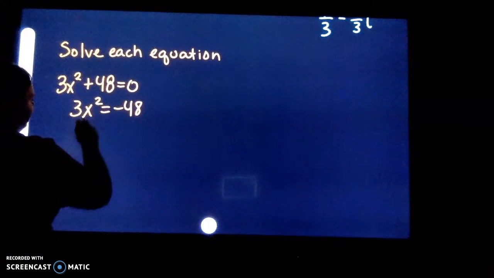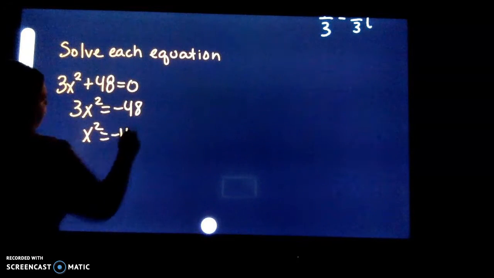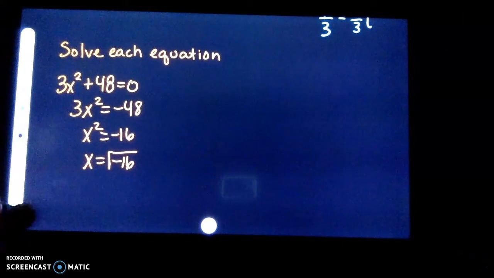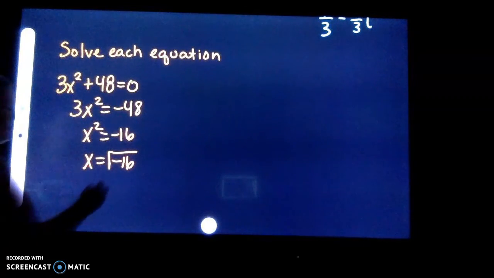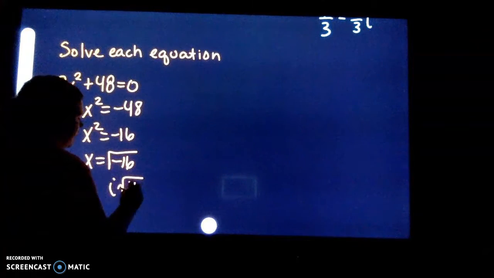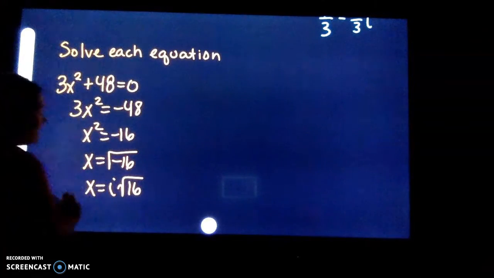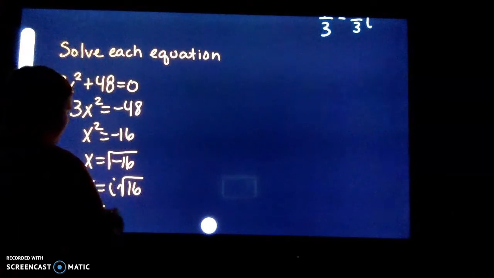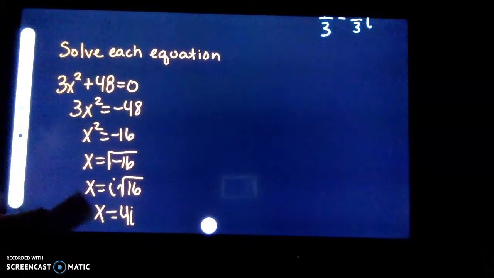Divide each side by 3, and then square root both sides. When I do, I get x is equal to the square root of negative 16. As we already know, we can't take the square root of a negative, so I need to take the negative out by placing an i out in front. And then I reduce the radical as much as possible. The good news is the square root of 16 comes out to be a whole number, which is 4. So I get x is equal to 4i.